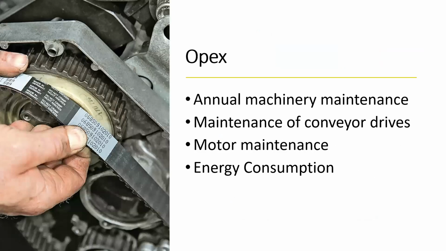For the case of the OPEX, which are the expenses of the business that incur through its normal business operation, we got the annual machinery maintenance, the maintenance of conveyor drives, the motor maintenance, and the energy consumption. Next one.